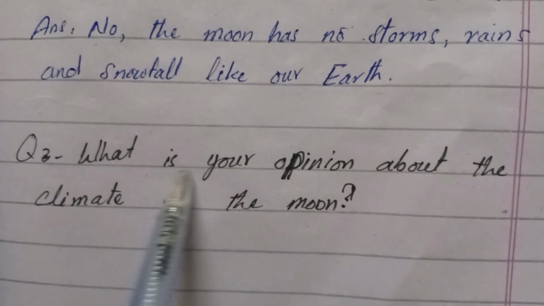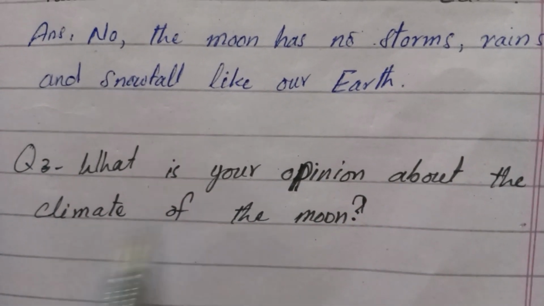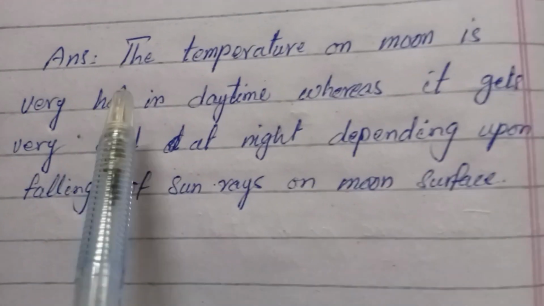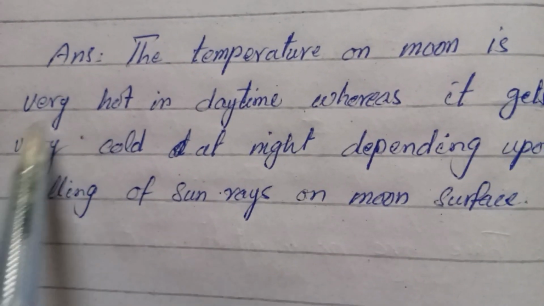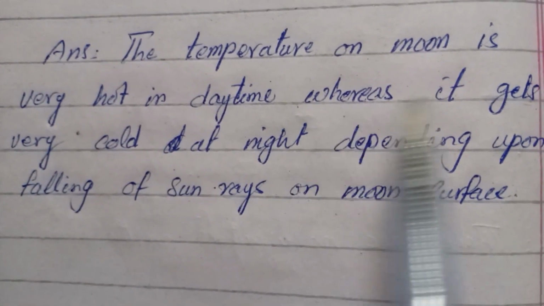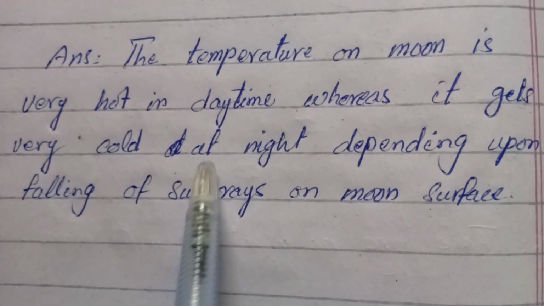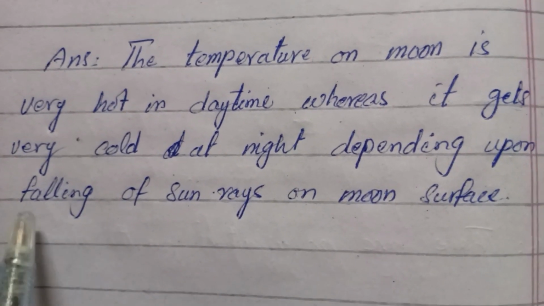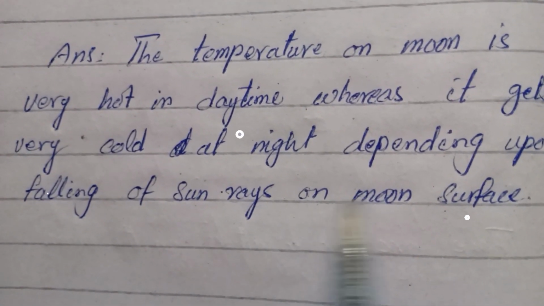Question number 3, what is your opinion about the climate of the moon? Answer: the temperature on the moon is very hot in daytime whereas it gets very cold at night depending upon the falling of sun rays on the moon surface.